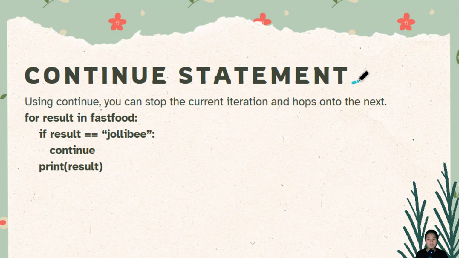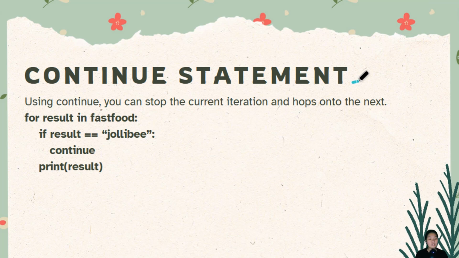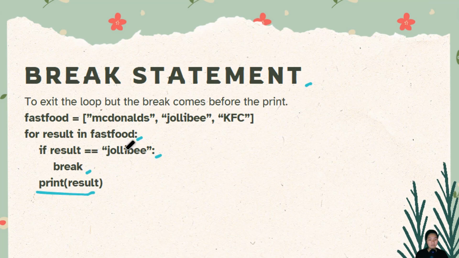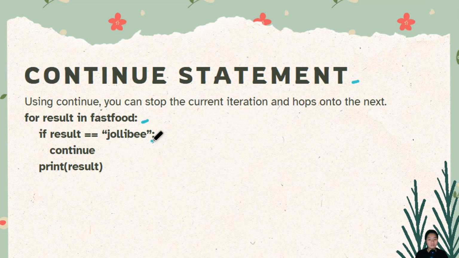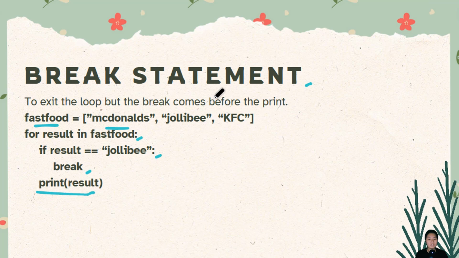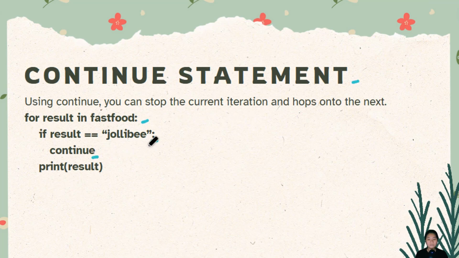Next up, the continue statement. Using continue, you can stop the current iteration and then hop on to the next. This is basically a skip statement, okay? For result in fast food, in reference to this variable over here, if result equals to Jollibee, continue. So it will print McDonald's, skip Jollibee, and print KFC. And then print result, and that's it.